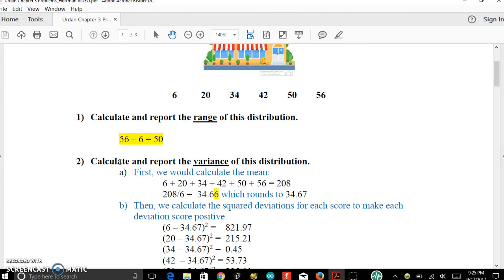Next, I'm asked to calculate and report the variance of this distribution. First, we would calculate the mean. 6 plus 20 plus 34 plus 42 plus 50 plus 56 equals 208. 208 divided by 6 equals 34.66. The 6 is 5 or greater here, which rounds to 34.67. Then we calculate the square deviations for each score to make each deviation score positive.